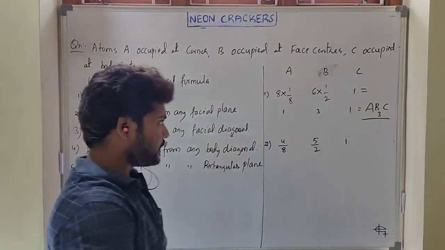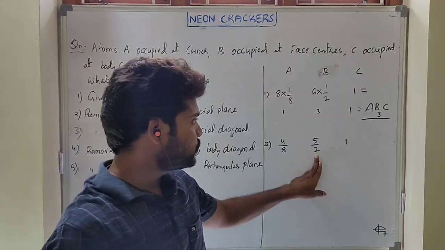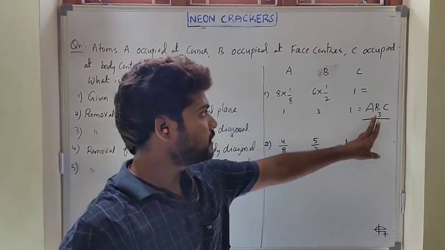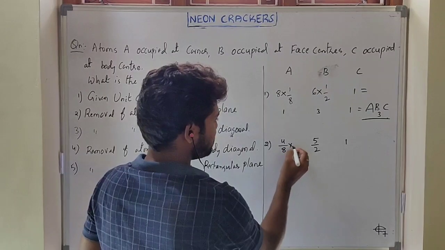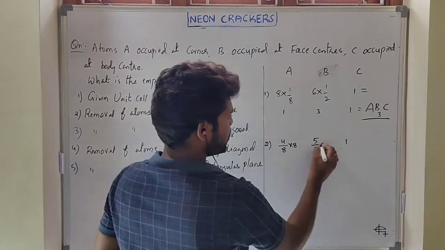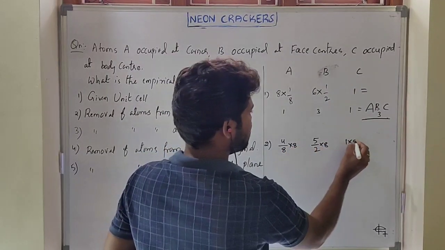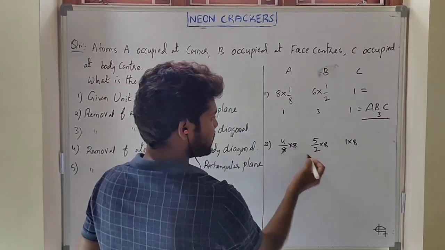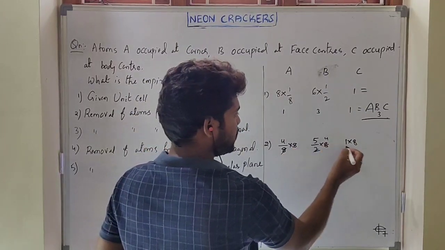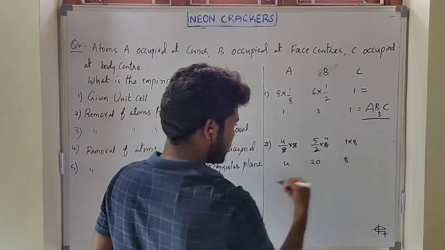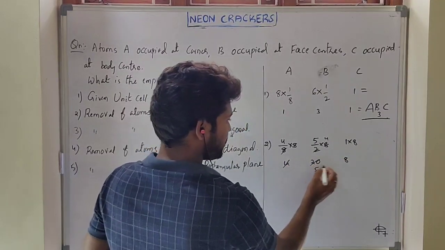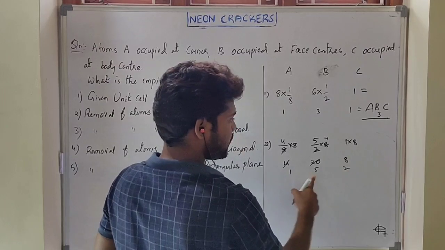Now see, here the denominator is 8 and here 2, and here 1, and we have to make the integer value. To make an integer value, the maximum denominator should be multiplied in all the 3 conditions, and then simplify it. 8 gets cancelled, and this one is 4. Next 4, 20, here 8. Again if you simplify, 4, 5, 2, so 1 atom, 5 atoms, 2 atoms.